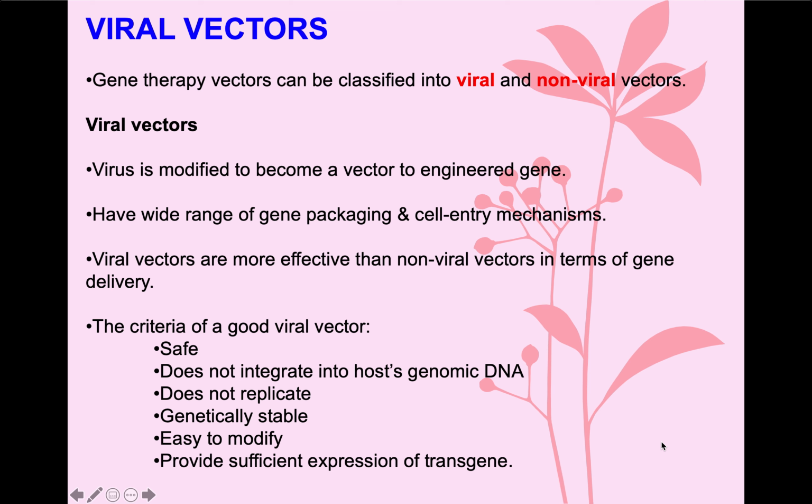So the criteria of a good viral vector is that it should be safe. Well, you will see some of the examples I'm going to give you are actually quite dangerous, but we can make them safe. It should not integrate into the host genomic DNA. If you remember the diagram just now, only the therapeutic agent is being delivered. The host remains outside, not in the nucleus. It should not replicate, because then it will basically overcome the host system. It should be genetically stable, easy to modify, and it should provide sufficient expression of the transgene.